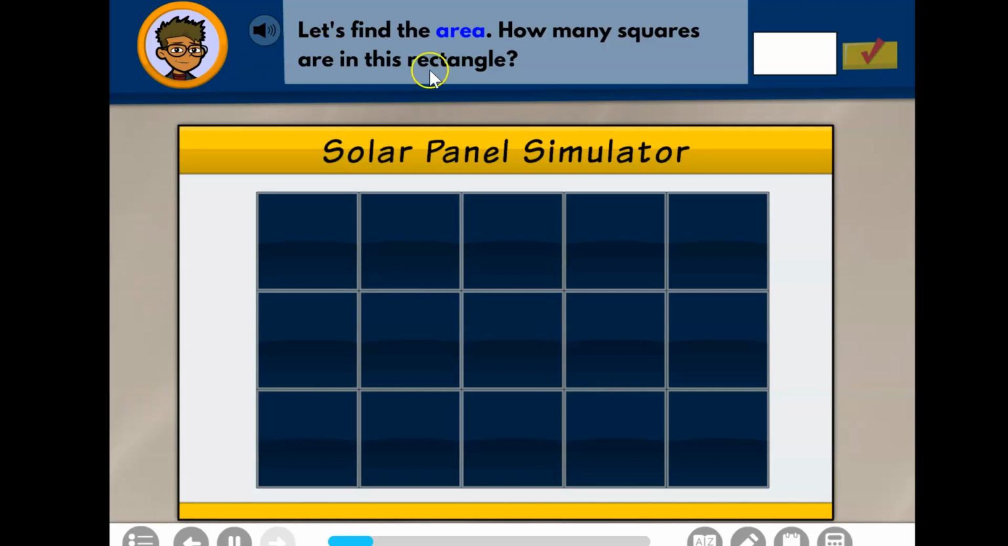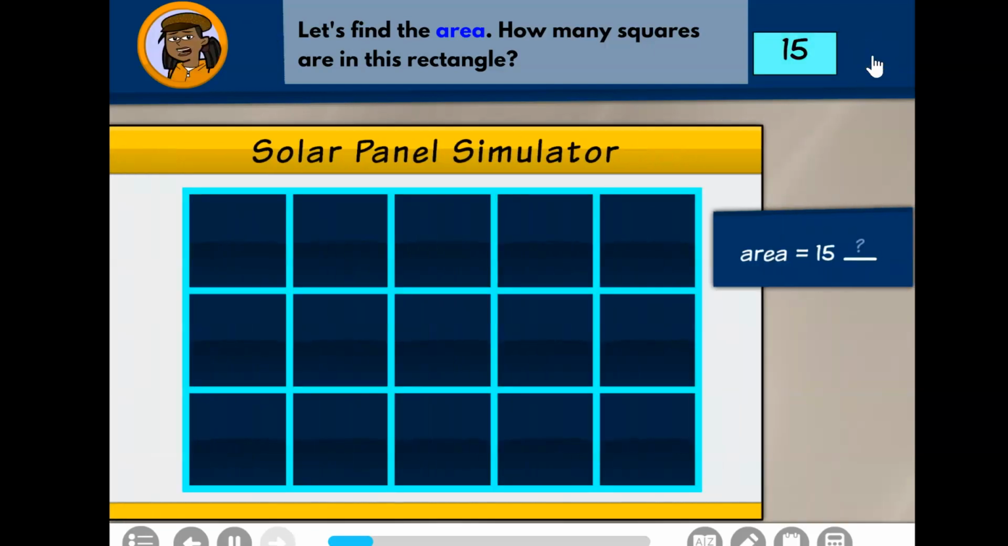So for instance, in this question where they say, let's find the area, how many squares are in this rectangle? You can count up all these squares, or you can just do the area formula, which is base times height. It's got a base of 1, 2, 3, 4, 5, and a height of 1, 2, 3. So therefore, you would type in 15. It doesn't ask you for the units just yet. You'd hit the check. If you hear that ding, you got it correct. You will find that there are 15 squares in this rectangle.